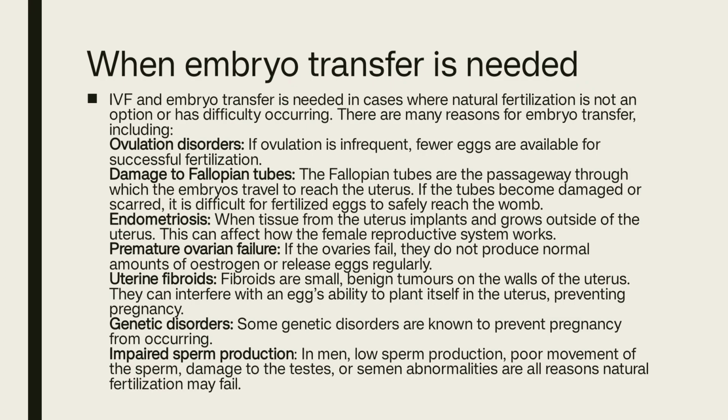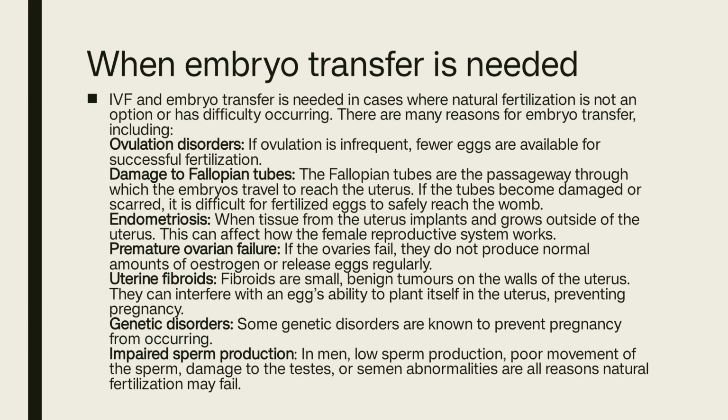So there are some reasons. The first one is ovulation disorder. If ovulation is infrequent, fewer eggs are available for successful fertilization. The second is damage to the fallopian tube. The fallopian tubes are the passage through which the embryo travels to reach the uterus. If this tube has any damage, it is very difficult for the fertilized egg to safely reach the womb.